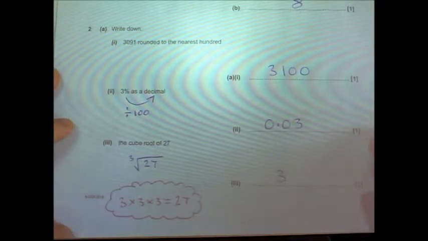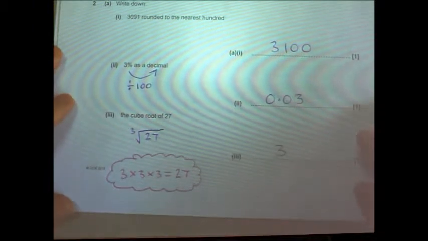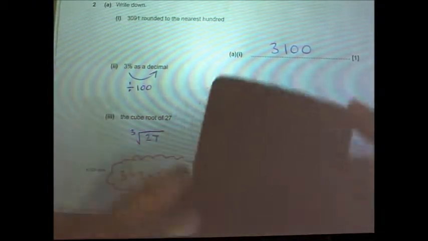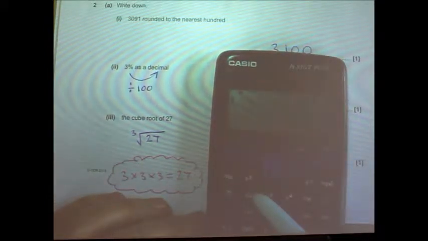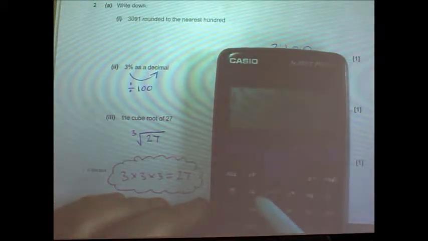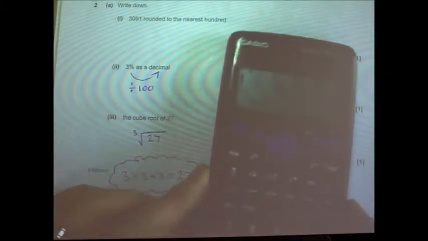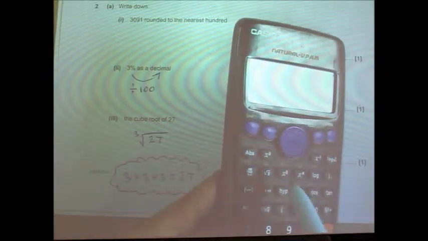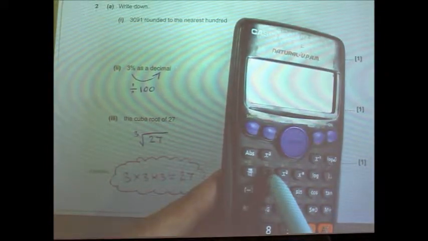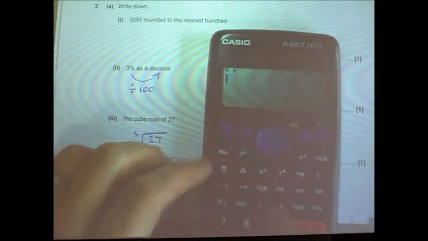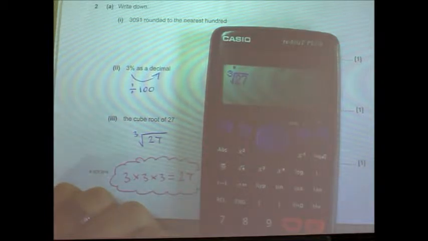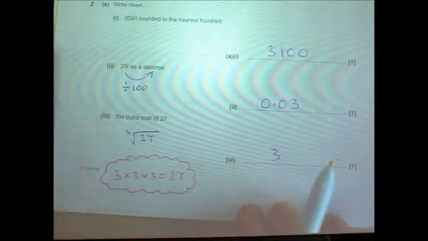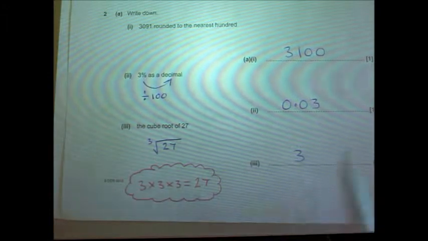0.03. And the cube root of 27. Now, if you don't know this, you can do it on your calculator. You have got a cube root button if you have one of these. Above that one, there's a yellow one there. If we get a bit more light on it, it's that one in there. That is the cube root button. So you need to press Shift and the cube root button, 27, and the answer is 3. The answer is 3 because 3 times 3 times 3 is 27.